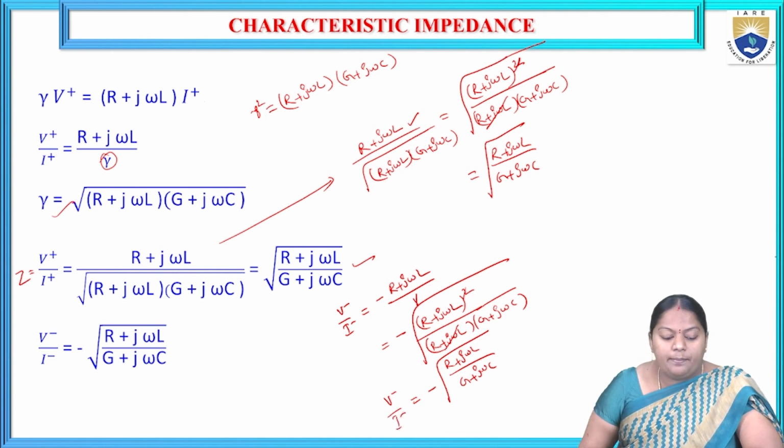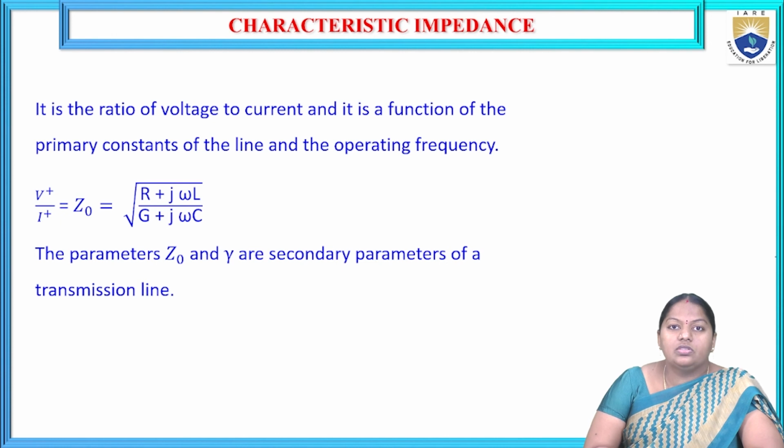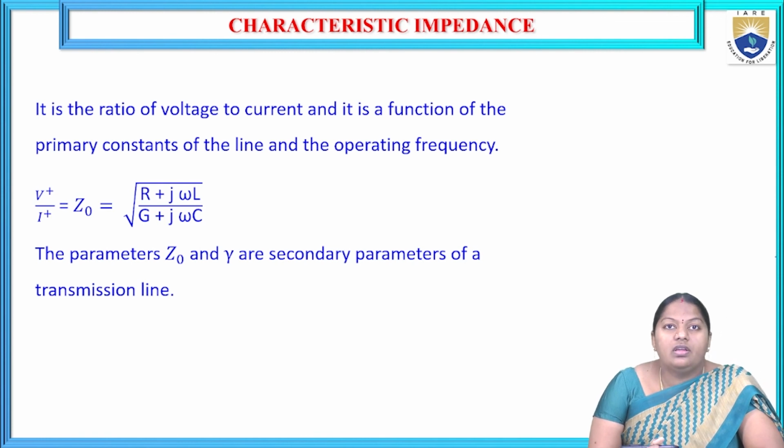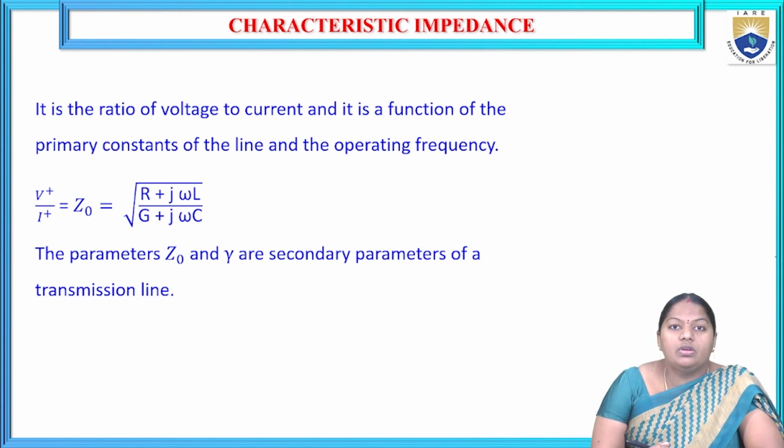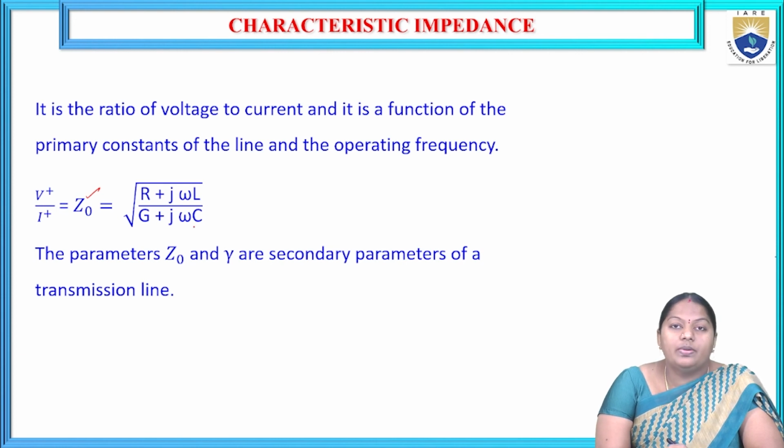So now based upon this, the forward traveling wave and backward traveling wave mean that the transmission line equation solution consists of two components. One is positive with respect to the direction and another one is negative with respect to that direction. So characteristic impedance Z0 can be defined as the ratio of voltage to the current, and it is a function of the primary constants of a transmission line and operating frequency. It is given by the notation Z0, which is equal to V plus by I plus equals root over (R + jωL) by (G + jωC).